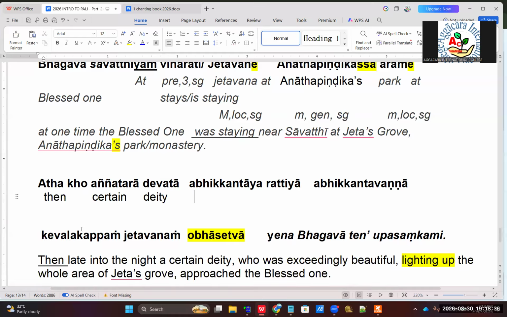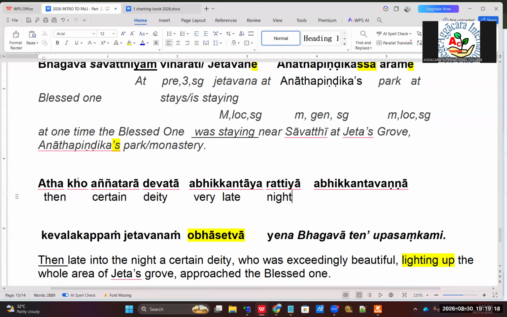So, very late. Okay. Night. It means the night is very late. What's the meaning of very late? Late means maybe about... normally the deity will come to see the Buddha after 10 o'clock, because normally people listen to Dhamma talks in the evening, from 7 to 8 or 9, 10. So about 11 or 12, when all the humans have disappeared, then the deity comes, very late, Abhikantaya Ratiya.